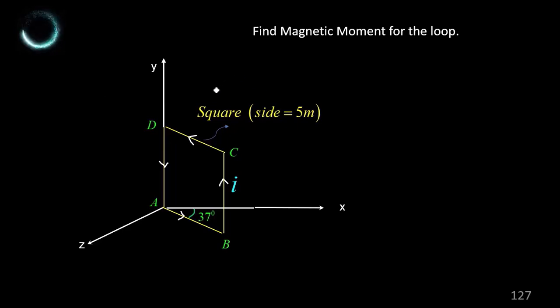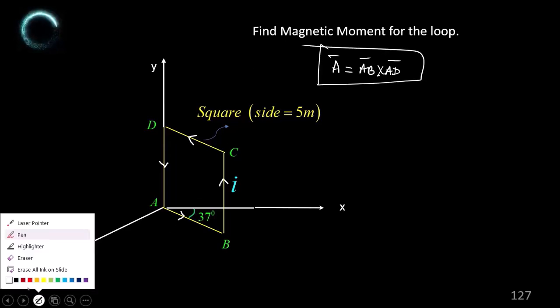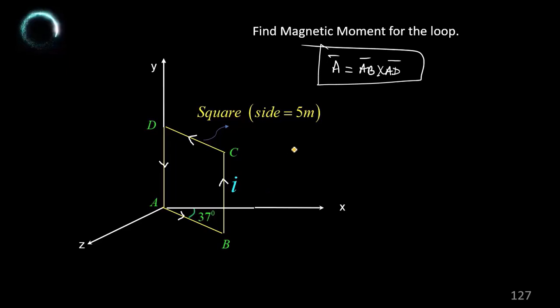So the idea is that I want to calculate the area vector. So what is the area vector? Area vector is nothing but the AB vector cross AD vector. It is the area vector. Area vector is calculated based on the cross product. What is the AB vector? Coordinate is square of side 5 meter. So 5 cos 37 means 4 is the x coordinate, 0 is the y coordinate, and 3 is the z coordinate. And for D point, x coordinate is 0, y coordinate is 5, z coordinate is 0. So AB vector is 4i plus 3k.